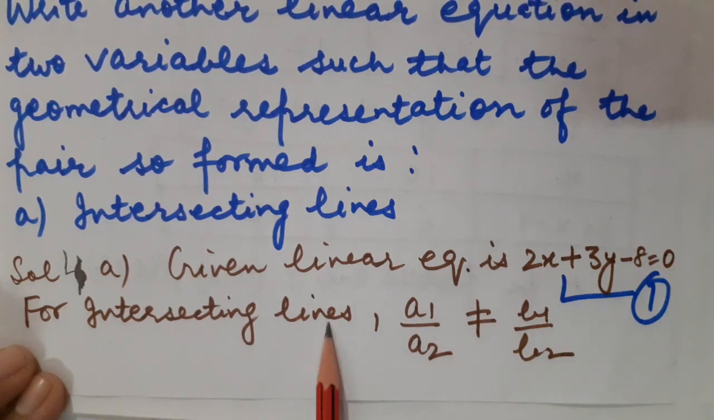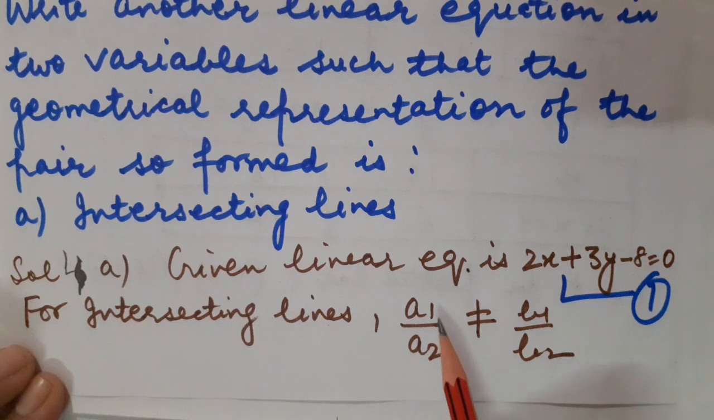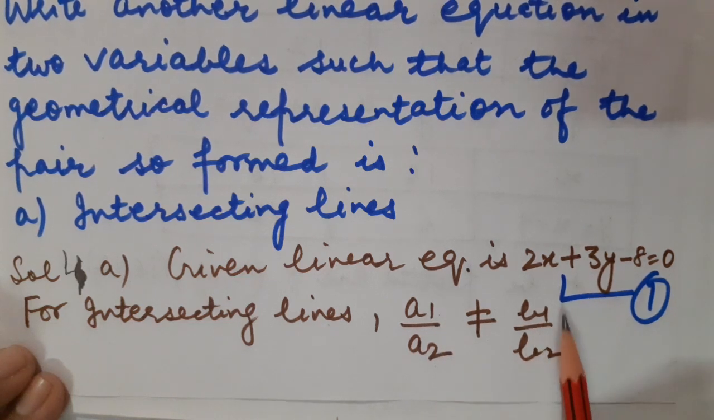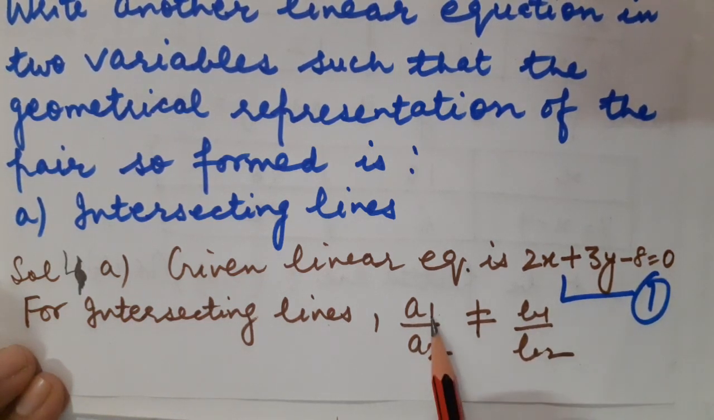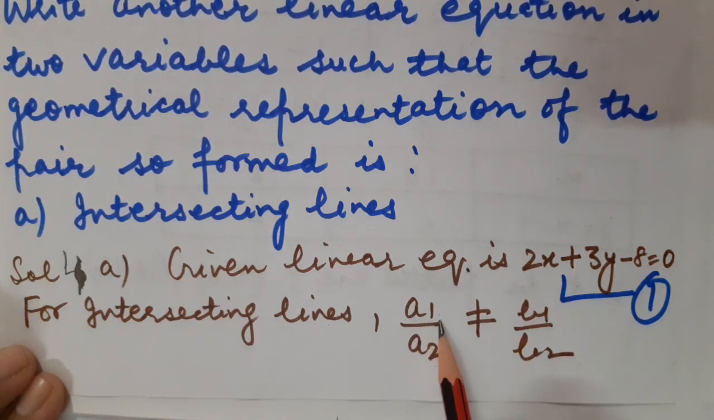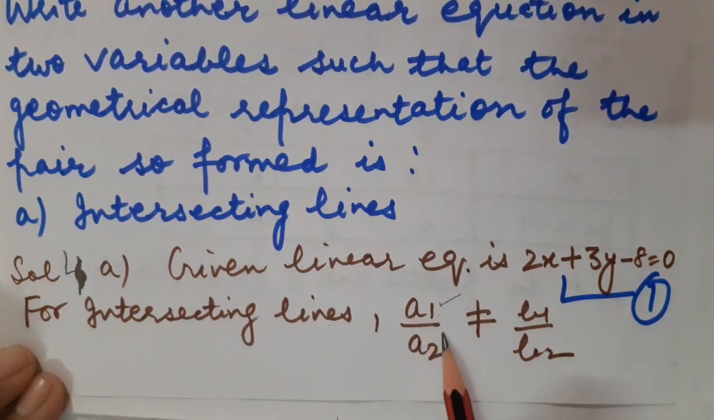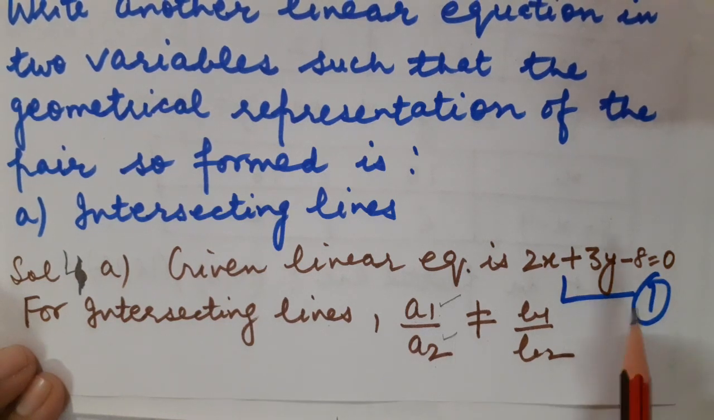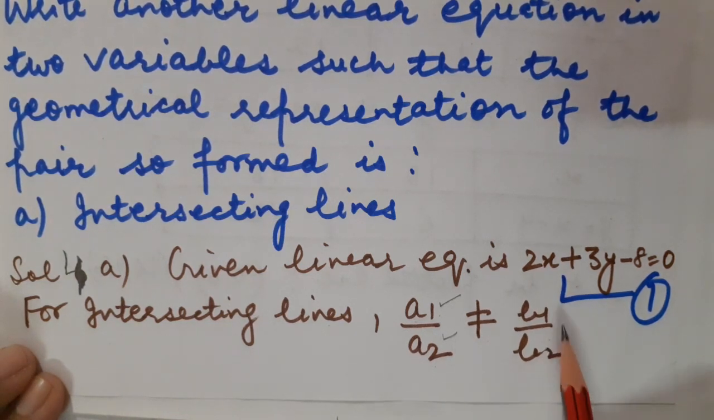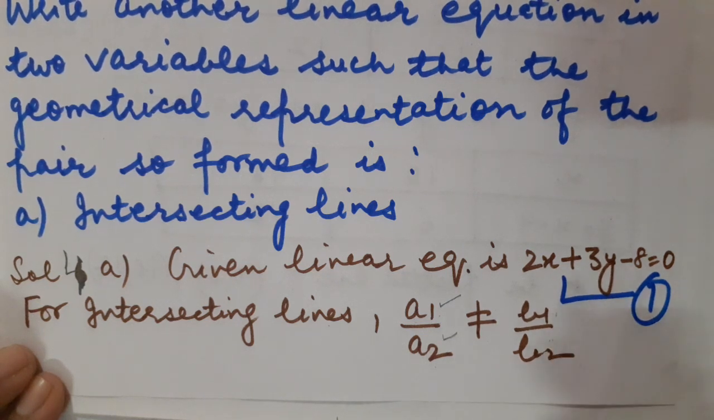For intersecting lines, children, you know very well that you have to go with this condition, that is a1 upon a2 is not equal to b1 upon b2. What are a1, a2? You know very well that they are the numerical coefficients of x in equation number 1 as well as in equation number 2 respectively. Similarly, b1 and b2 are the numerical coefficients of y in equation number 1 as well as in equation number 2 respectively.